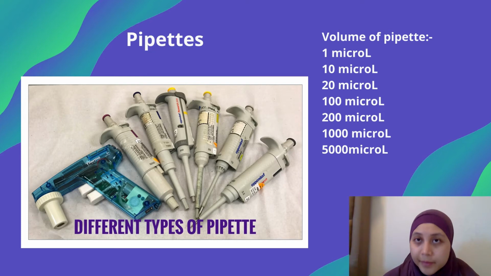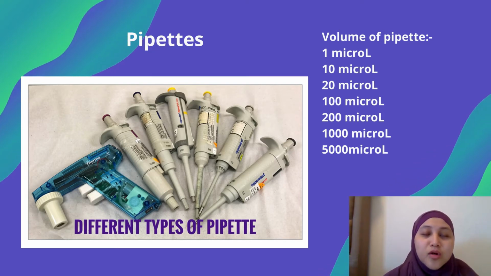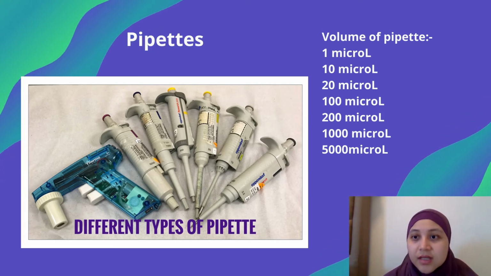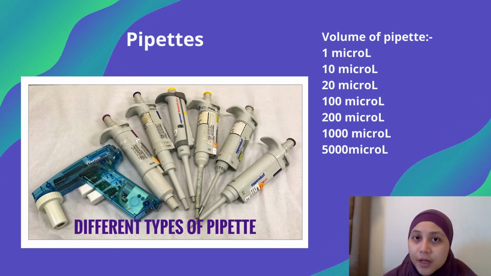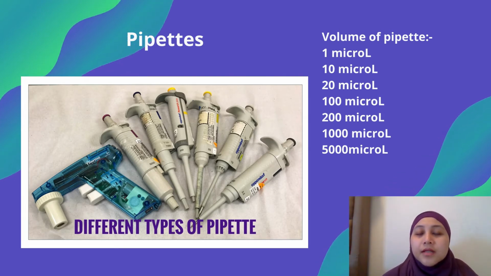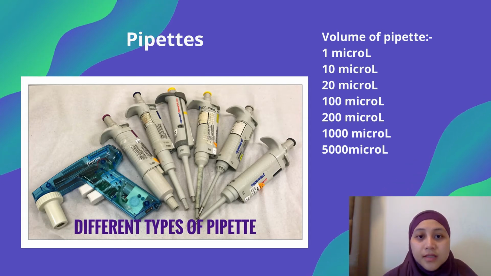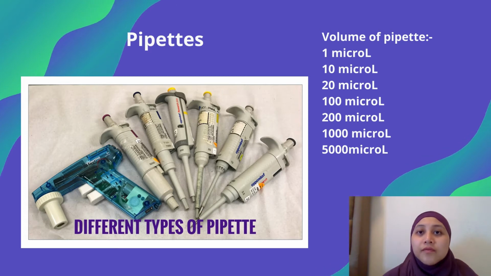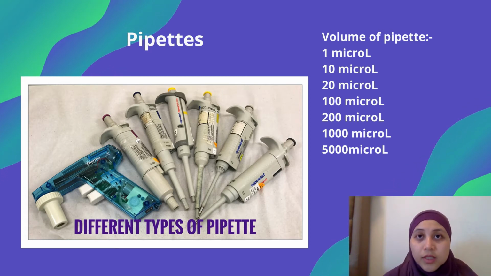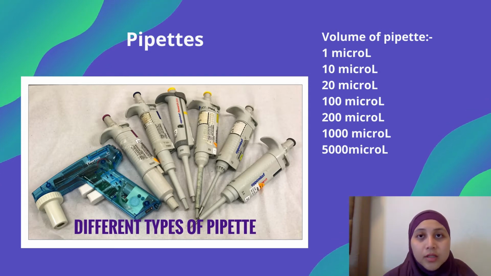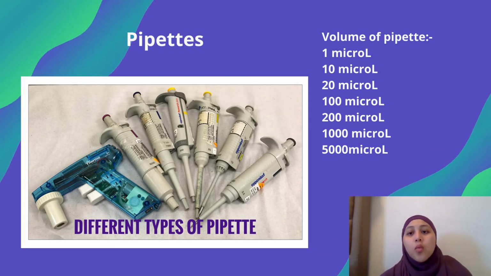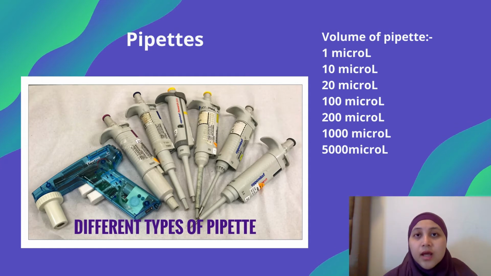This is the picture of pipettes. These are the pipettes that are normally used in cell culture study. There are many types of pipettes and manufactured from different companies. The pipettes are defined based on their volumes of the liquid that it can suspend. So we have different volumes such as 1 microliter, 10 microliter, 20 microliter, 100 microliter, 200 microliter, 1000 microliter and as well as 5000 microliter.